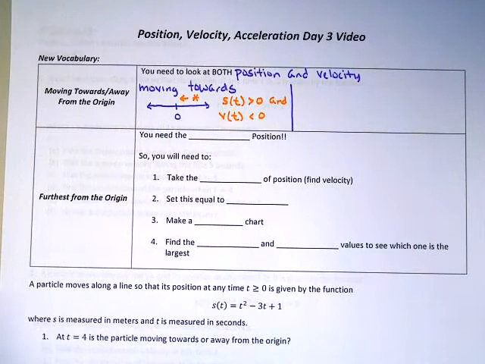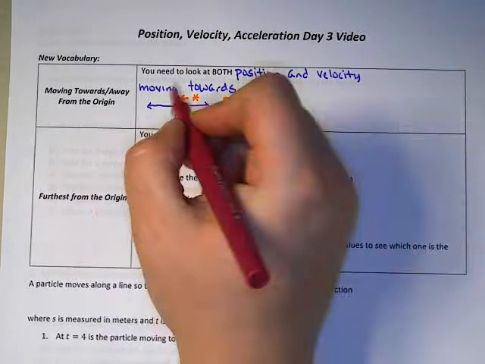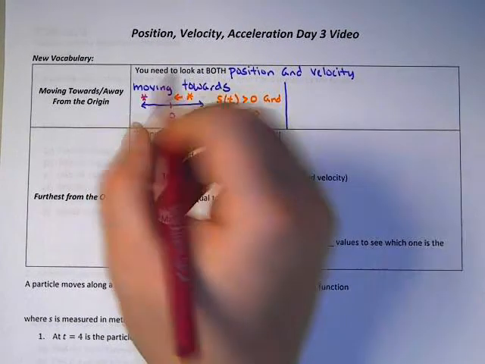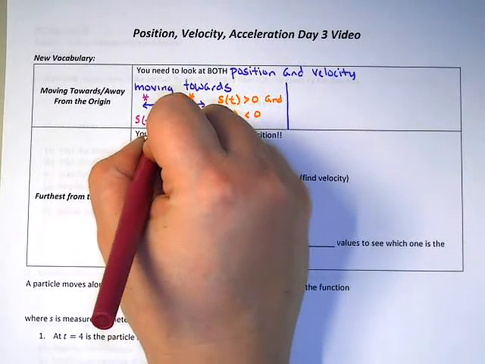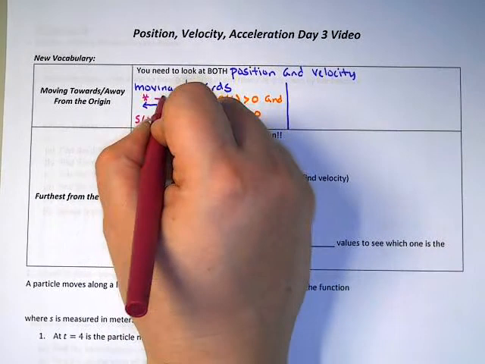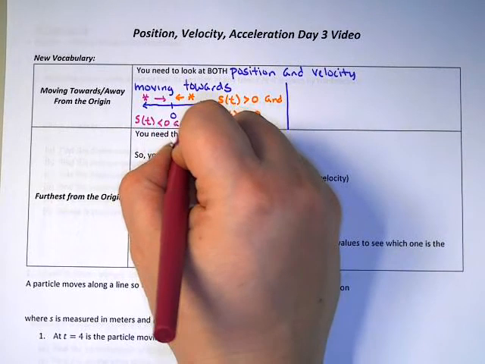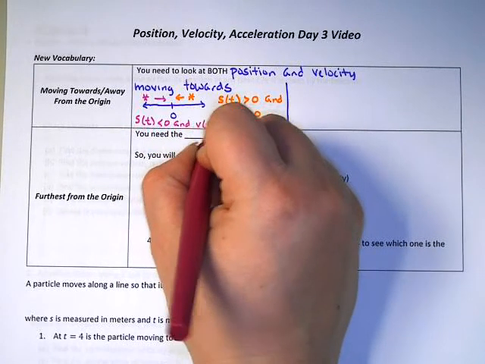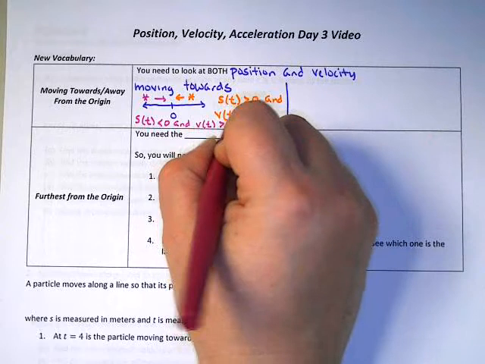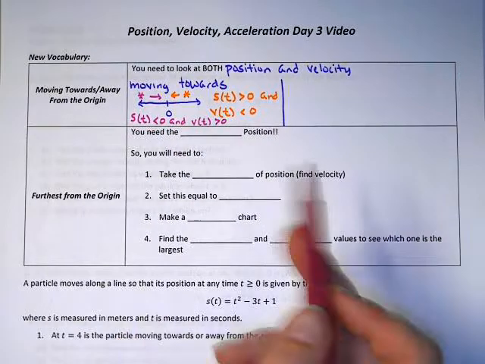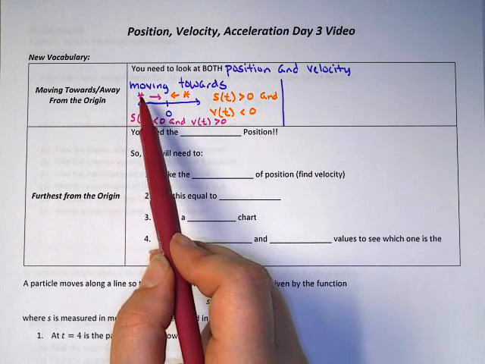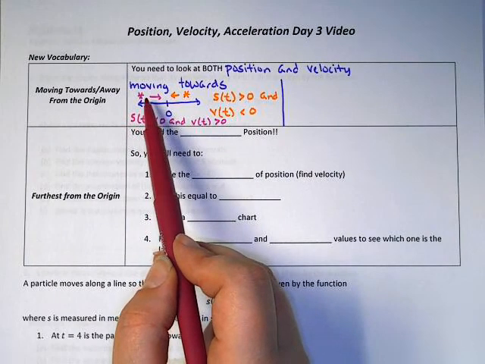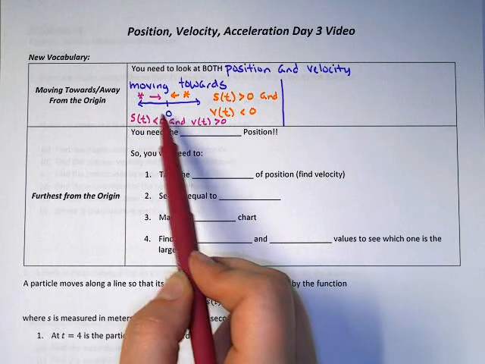The other option could be that we start on the left. So it could be that S of t is less than 0, but we're moving to the right, and the velocity is greater than 0. So I know it's kind of squished in there, but hopefully that makes sense. If I start over on the left, it means my position is negative. But if I'm moving to the right, I'm moving towards the origin.